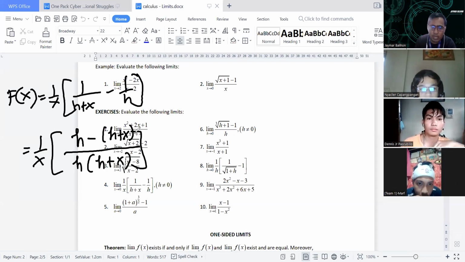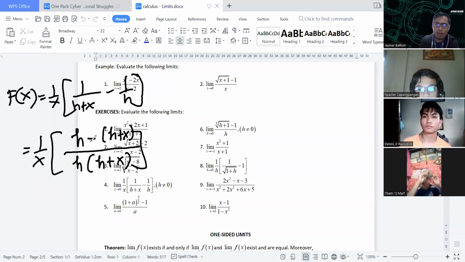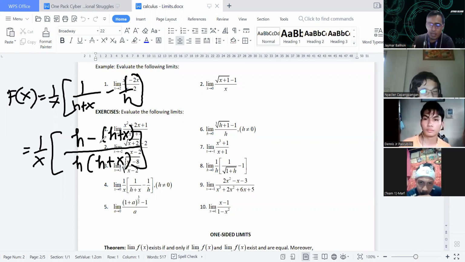Don't forget to write the parentheses because you have a minus here and you need to distribute it later. That is a common mistake among students. Be careful with that. If it is plus, there is no problem, it has no effect because the sign does not change. But if it is minus, you should write parentheses so that you will not commit a mistake.